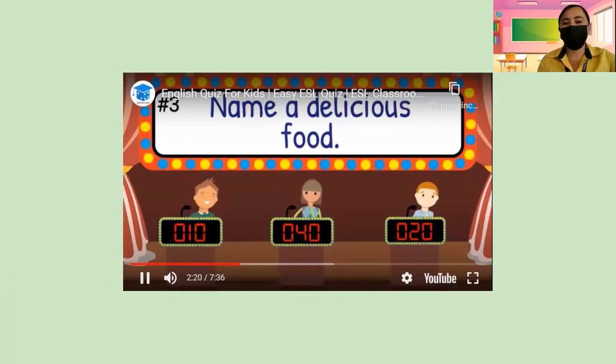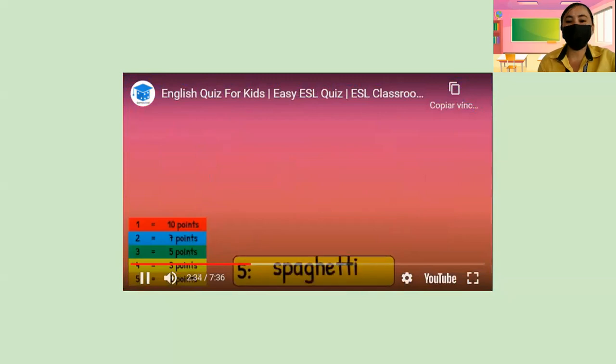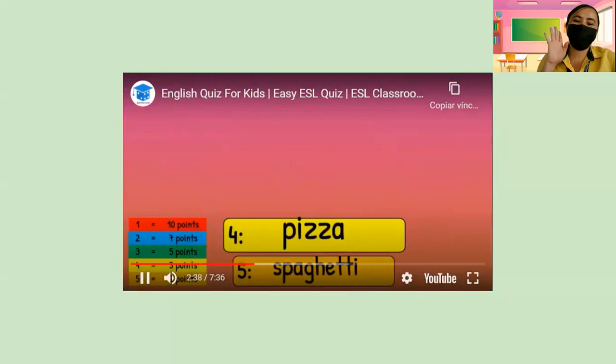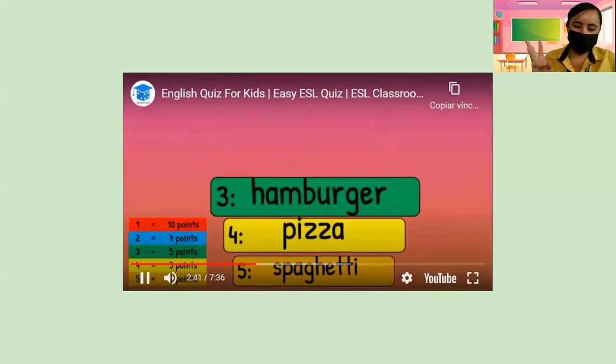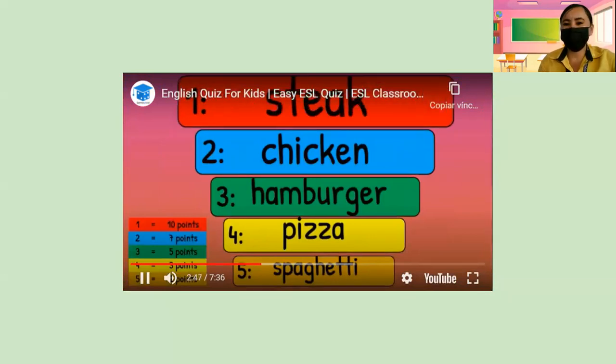Name a delicious food. Pizza, you said. Okay, you said sushi. Pizza or burger, hamburger. Pizza is in 4, 3 hamburger, chicken, and steak is in number 1. Steak or meat?